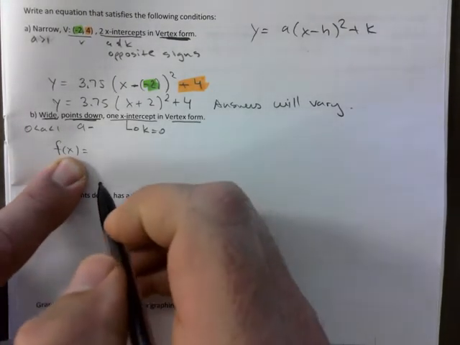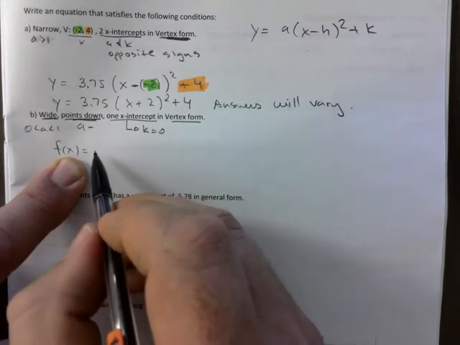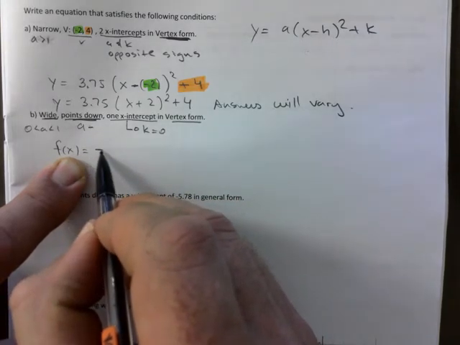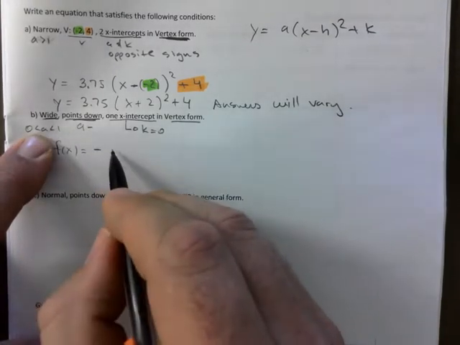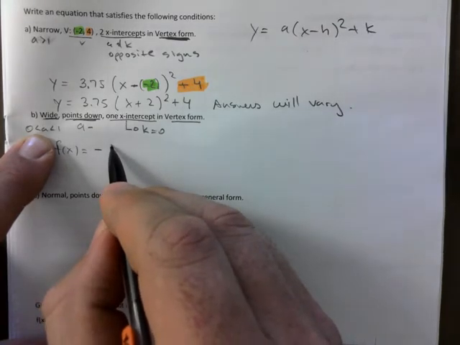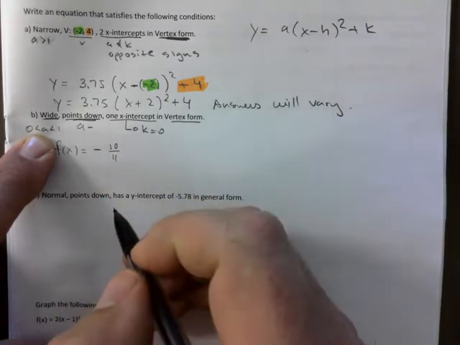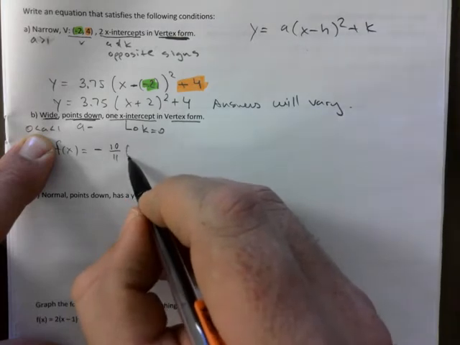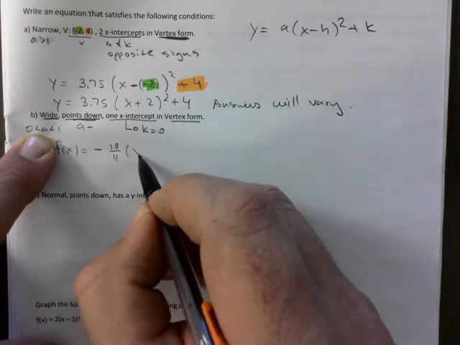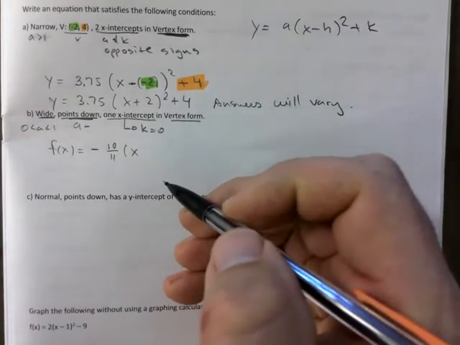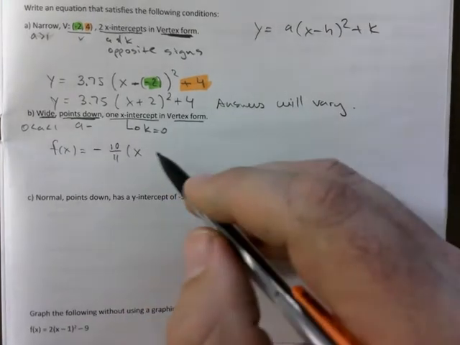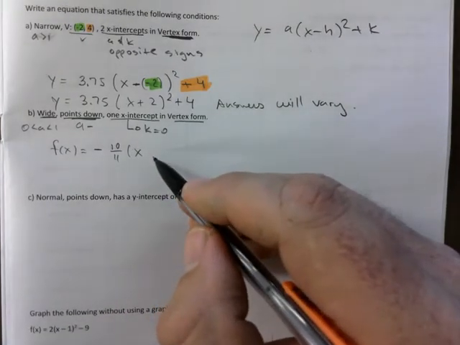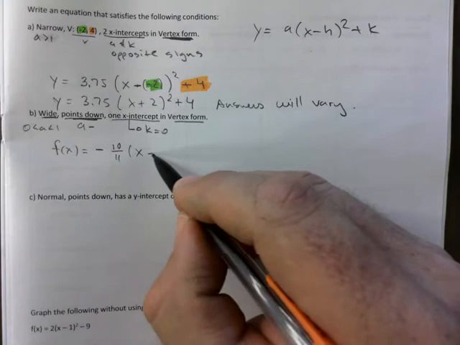Okay. So f of x would be, I need it to be negative. I need it to be between 0 and 1. So 10 over 11. How's that? And then it's going to be x. And now what do I do now, Mr. Dirksen? I don't know what to put in here. Whatever you want.